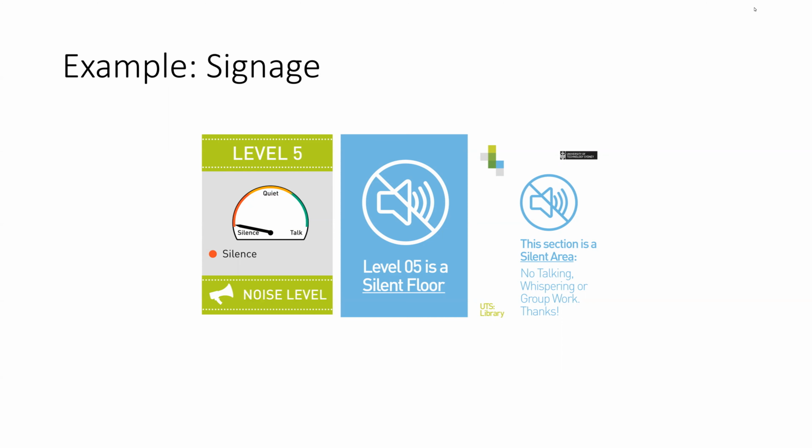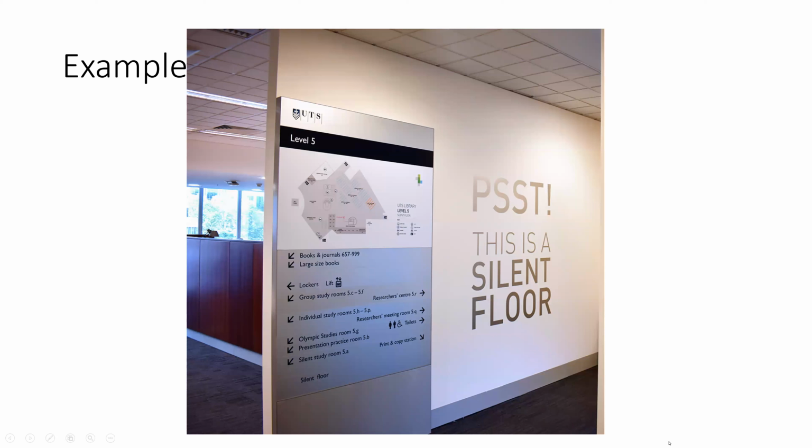So for the signage about noise level, these were all prototypes that they used that they found ultimately weren't successful. People didn't understand them or didn't bother to read them. And so they decided to go with something that was both larger and simpler. You can see here, this is a silent floor, painted on the wall, very large, very visible. That's what they found to be the most effective.